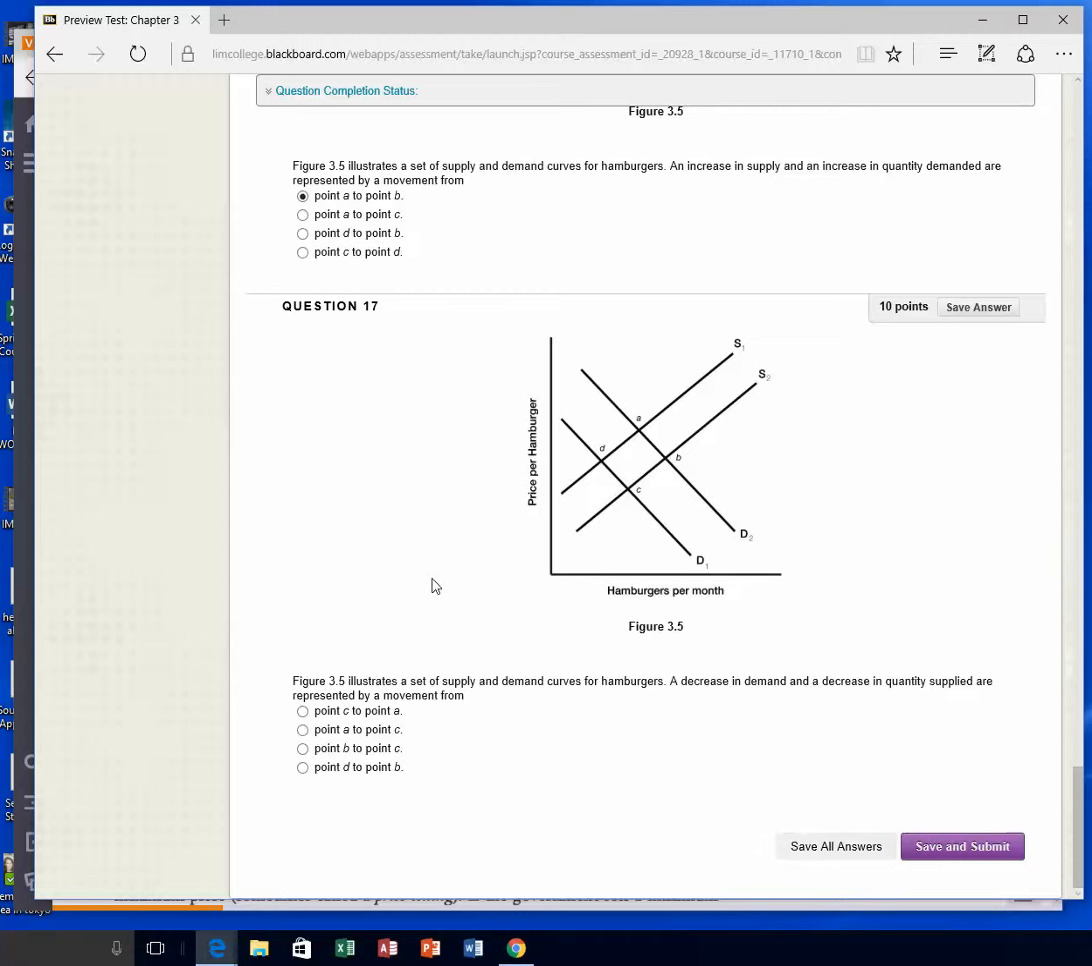Question 17, last one, same sort of thing. Supply and demand for hamburgers. A decrease in demand. So demand is shifting, something bad's happening, going to the left, right? A decrease in demand and a decrease in the quantity supplied. Again, it's going from D1 to D2, so it's either B to C or A to D. So here I got B to C.